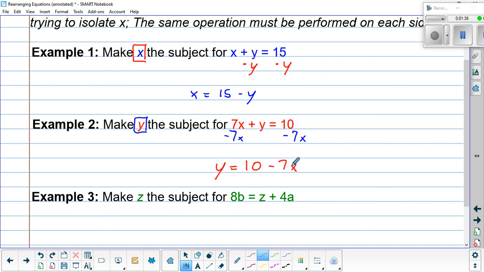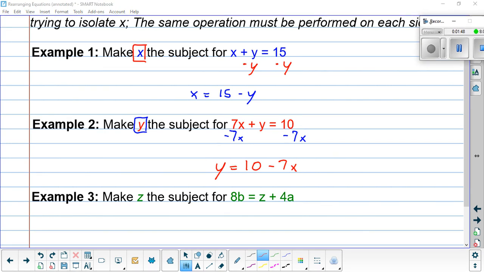So it's actually quite straightforward for the most part, a lot of these. You don't actually have to solve it out. You can leave it in terms of numbers and variables. You don't have to factor unless you are asked to.